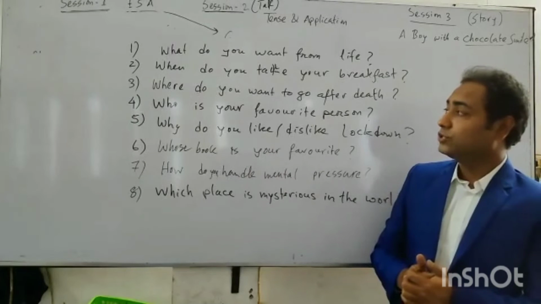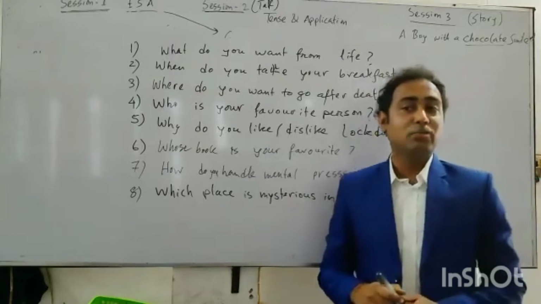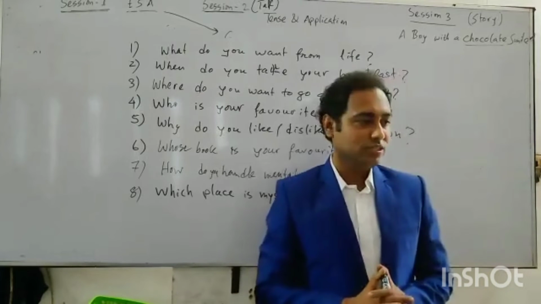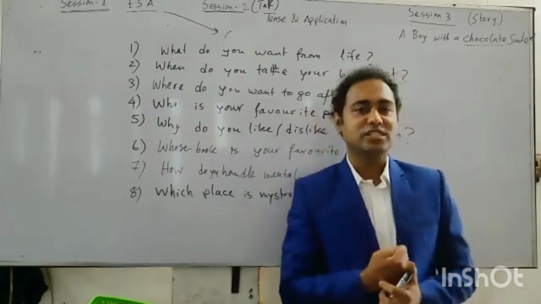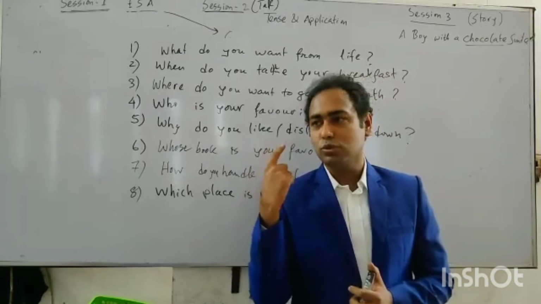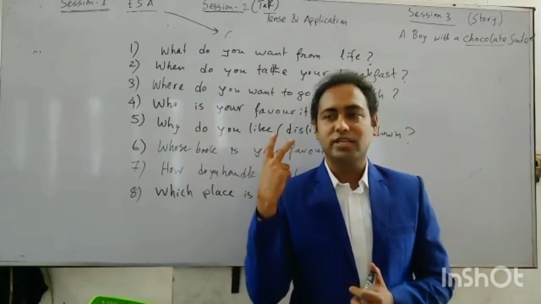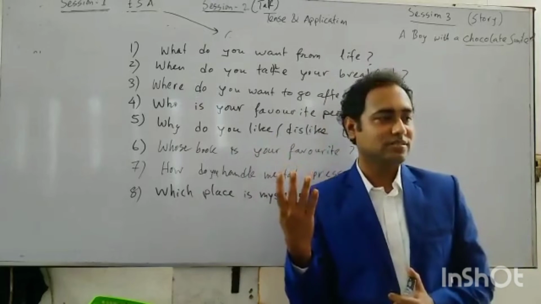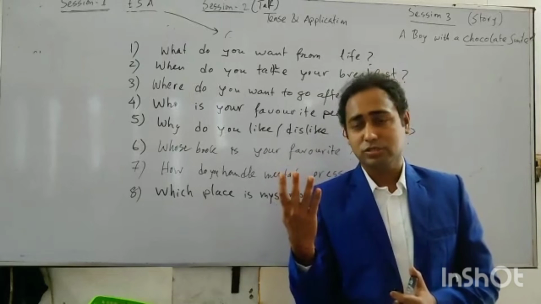So look at the first question: what do you want from life? This is a WH question. A WH question has another name, that is information question. I repeat, information question. There are 4 types of questions in English. Number 1, yes no question. Number 2, WH or information question. Number 3, tag question. And number 4, embedded question. An embedded question is a mixture of WH question and yes no question.